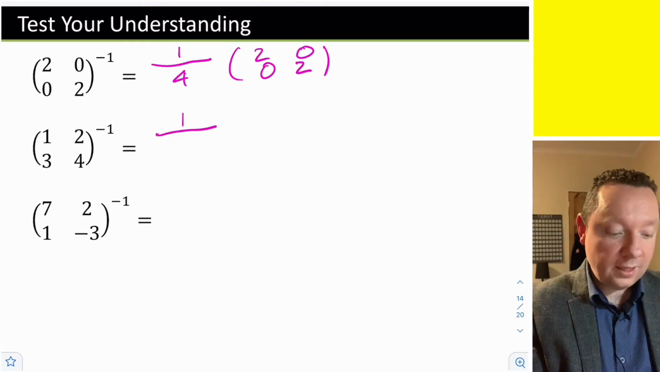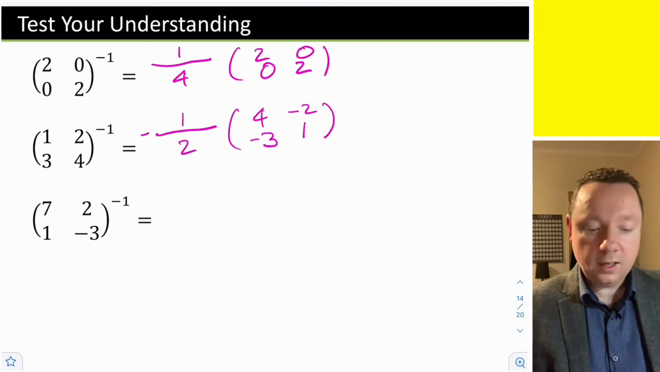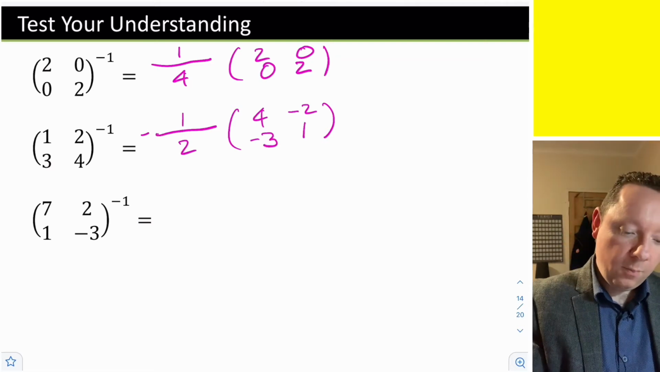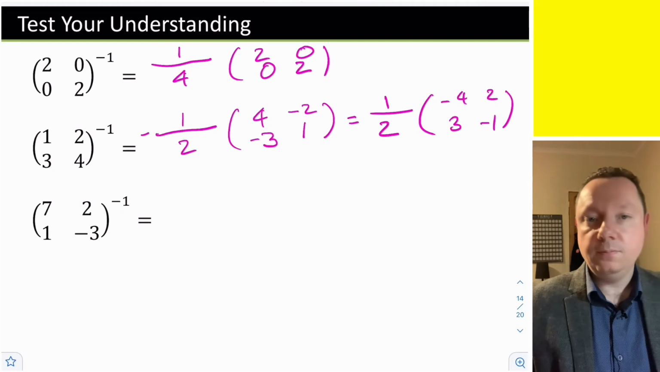We've got 1 over the determinant, which is 4 minus 6, which is minus 2. So minus a half. Swap these ones and put a minus on the other two. And that will do. We could tidy that up by not having a minus outside. So a half, [minus 4, 2; 3, minus 1].